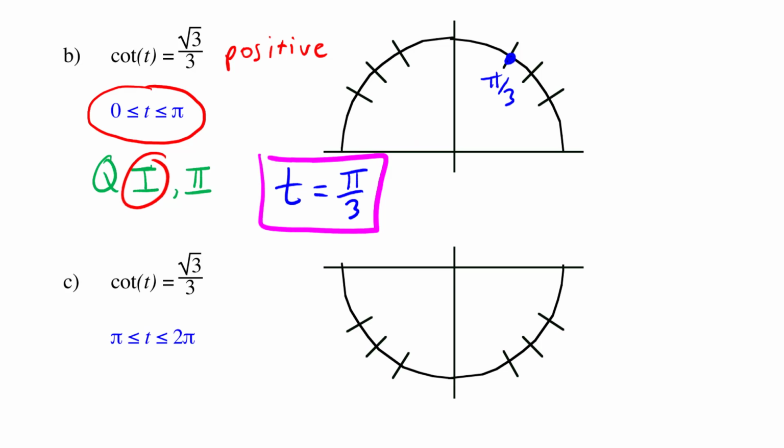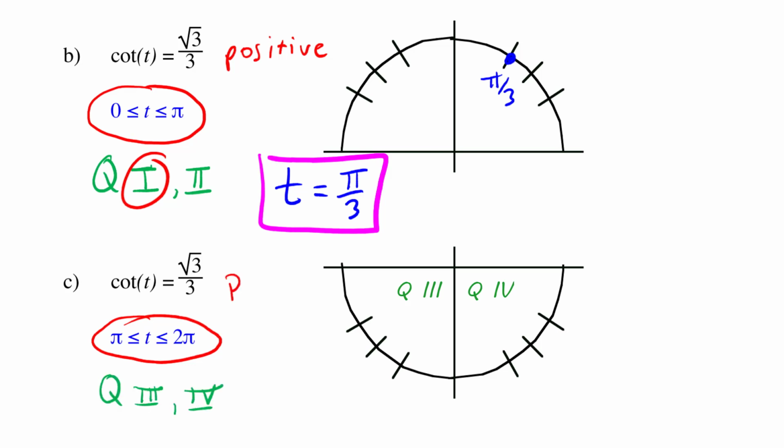In part C, we have a different restriction. This time the restriction is between pi and 2 pi. Well, that is quadrants 3 and 4. And because cotangent is positive this time, we must be in quadrant 3. And we're looking for the pi over 3 value in quadrant 3, and that is 4 pi over 3. So that's the value of t. T equals 4 pi over 3.